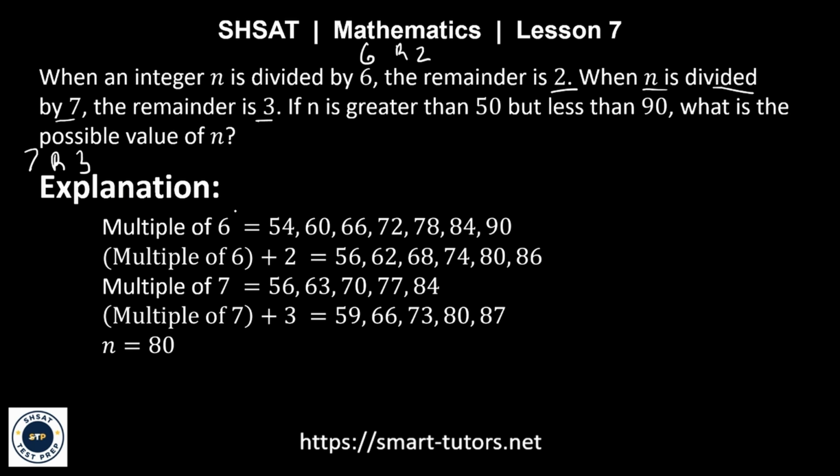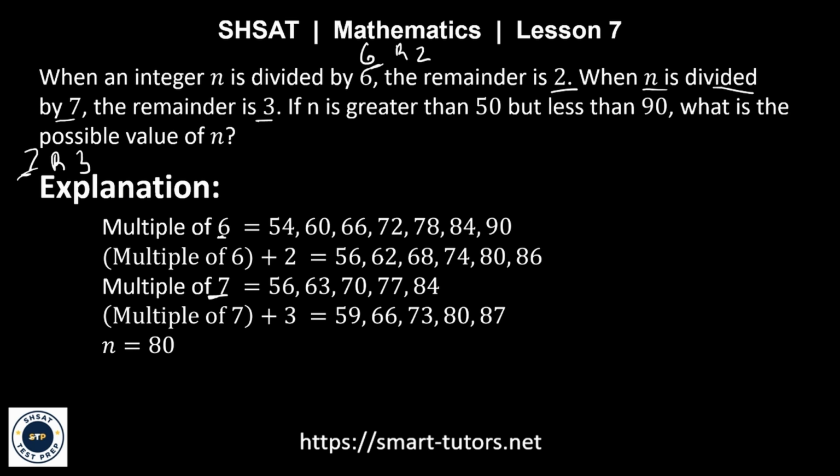So you think about the multiples of 6 and 7. The multiples of 6 we have written down right here, and the multiples of 7 we have written down right here. But in this case, they included remainders. So in order to figure out the value for n, which includes the remainders, we add the remainders to the multiples. So we added 2 to all of the multiples of 6 between 50 and 90. And same thing for 7, but 3. So we added 3 to all the multiples of 7 between 50 and 90.